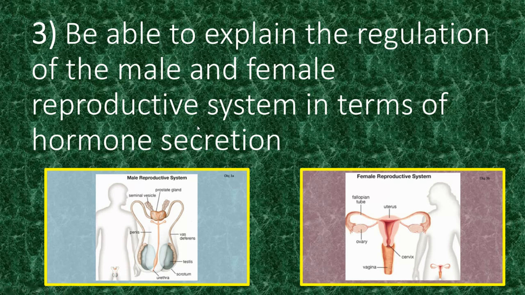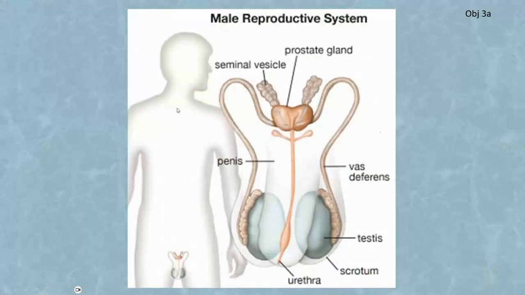Okay, so this next section, section 3, is explaining the regulation of male and female reproductive systems in terms of hormone secretion. So we're going to talk a lot about hormones in here. We're going to take the male reproductive system first, and we'll call that video 3A, and then we're going to do a separate video on the female reproductive system. We'll call that 3B. Okay, so let's go ahead, and this one's going to go over the male reproductive system. So this is the one we're going to go over first.